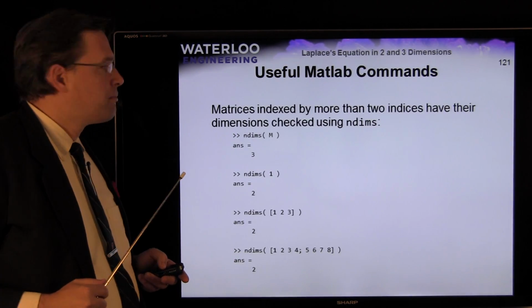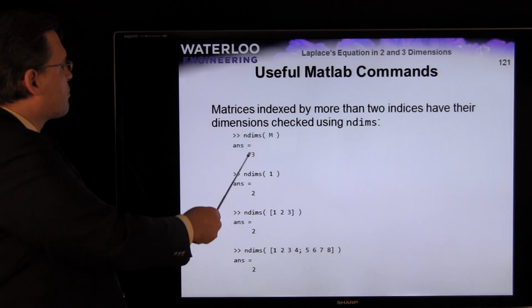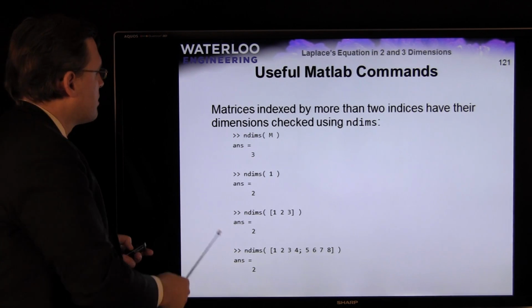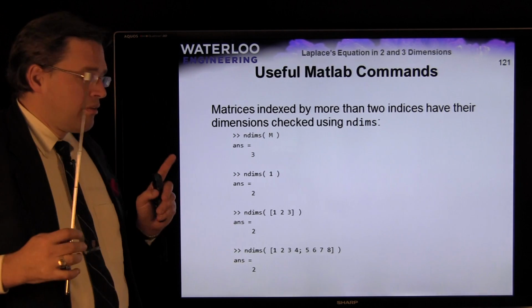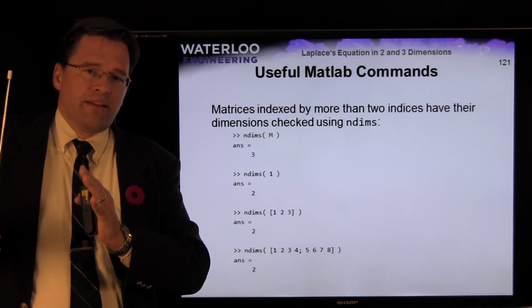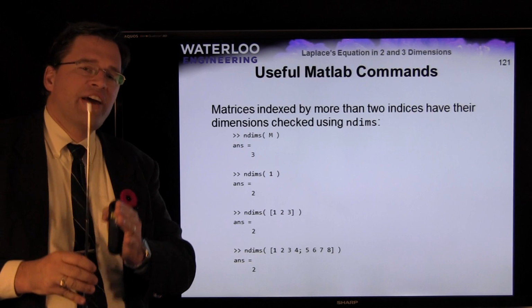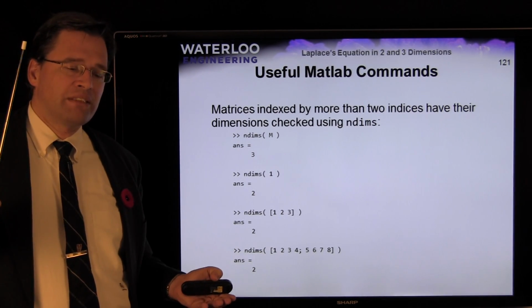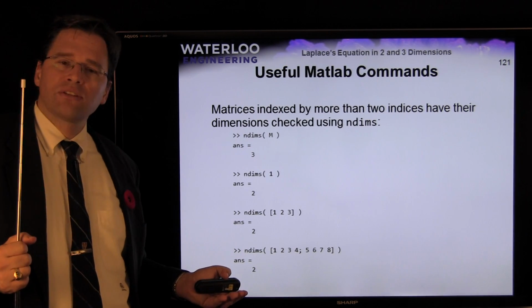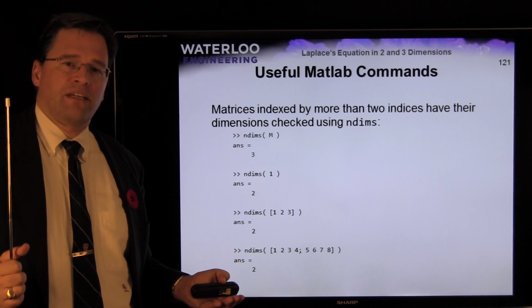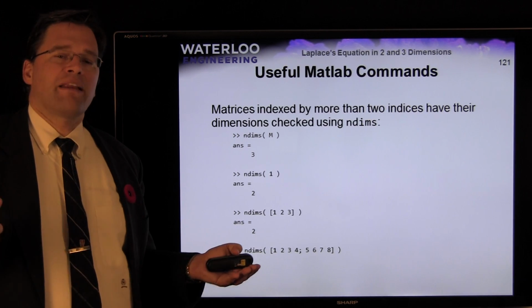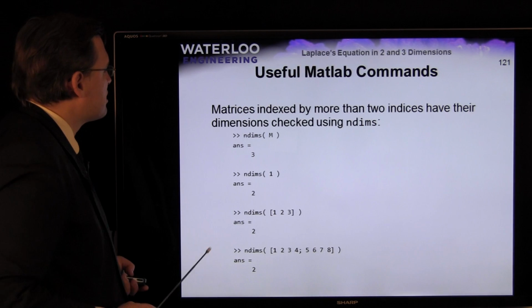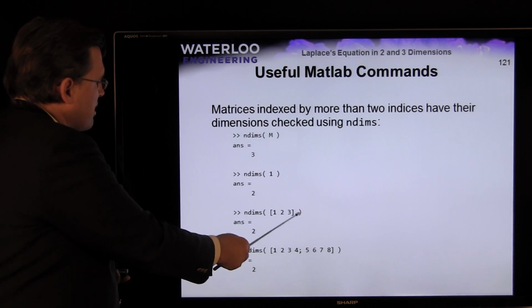It's 3 dimensions. And in fact, you can ask what the size is. NDims gives you the number of dimensions. Now, you just have to remember that NDims for scalars, vectors, and matrices is always 2. MATLAB treats scalars as 1 by 1 matrices, vectors as n by 1 matrices, and matrices are matrices. So all of these have 2 dimensions, even though this should have 0 dimensions and this should have 1.